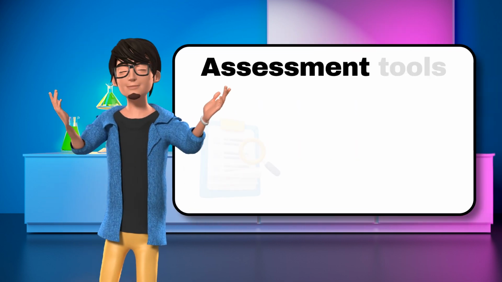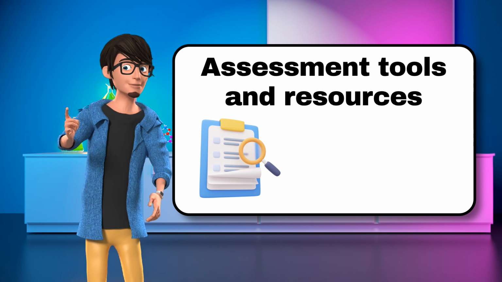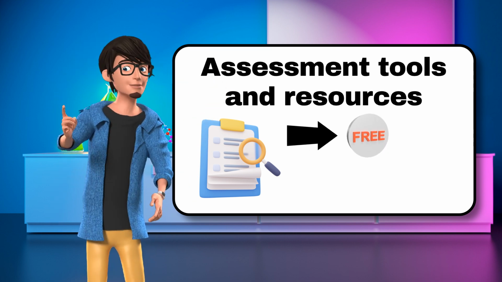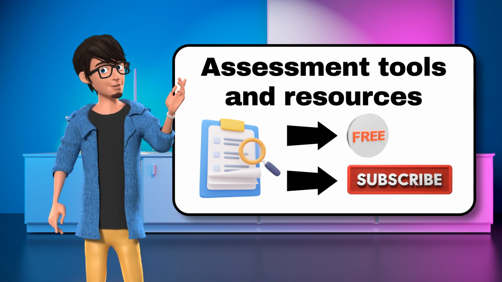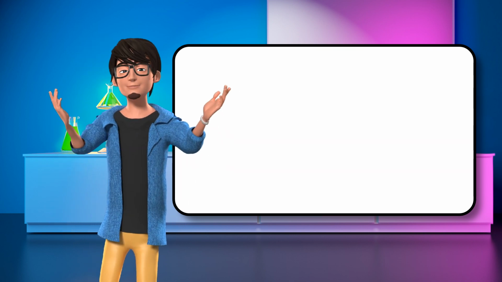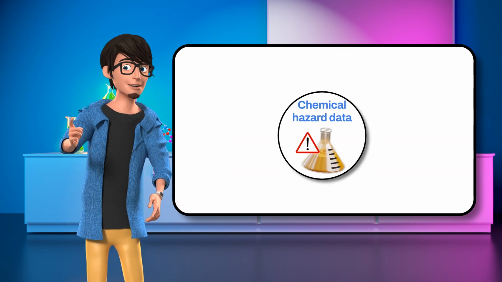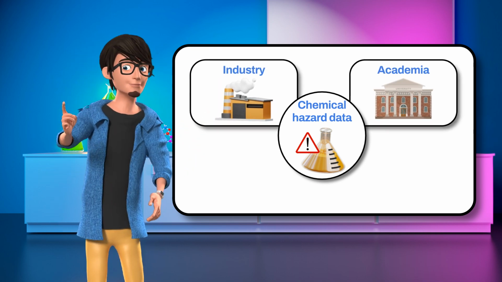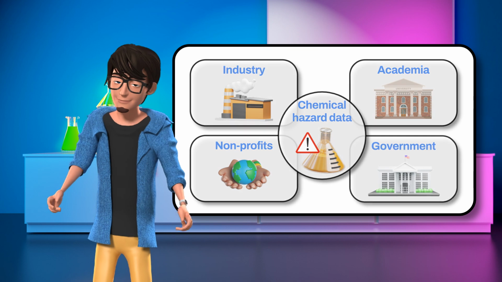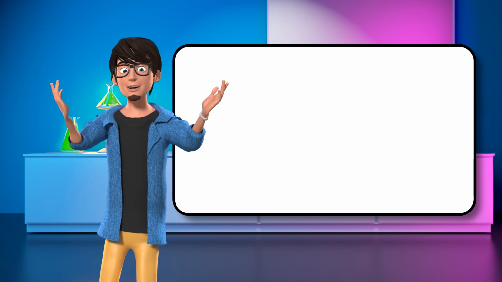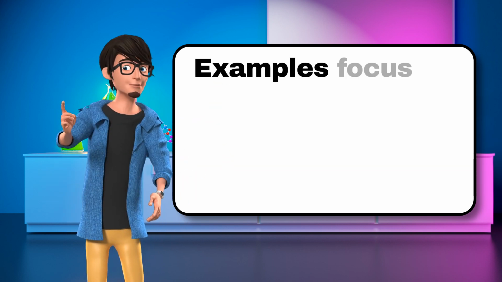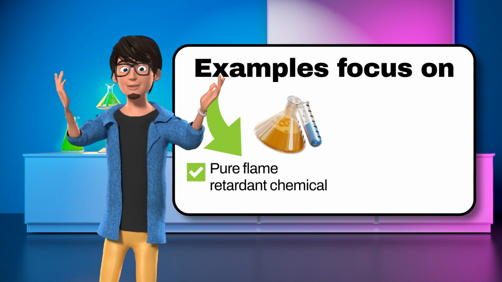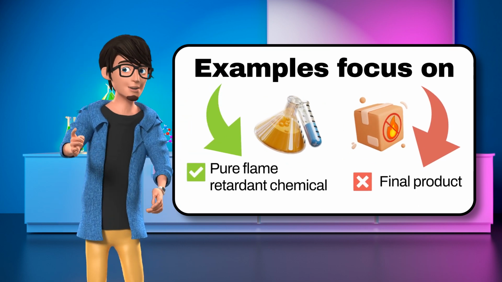There are several assessment tools and resources available for the public to use for comparing flame retardants and other chemicals. Some of these are free to access, while others are fee or subscription-based. In each case, the resources utilize chemical hazard data for their assessments, generated or compiled by industry, academia, nonprofits, and government. It is important to note that the comparative tool examples I will mention focus on the hazards of the pure flame retardant chemical rather than the hazards of the chemical contained in a final manufactured product.